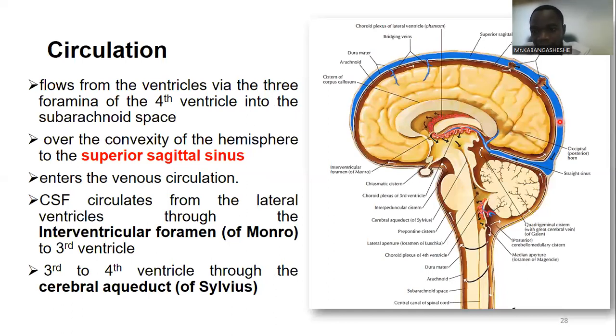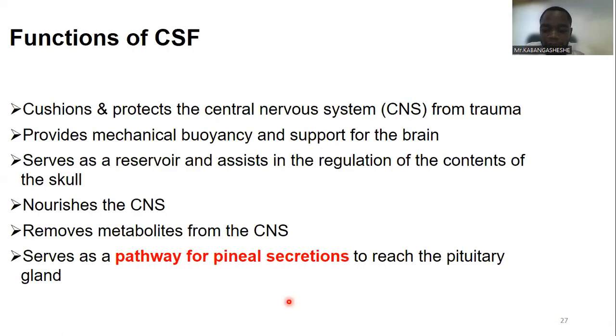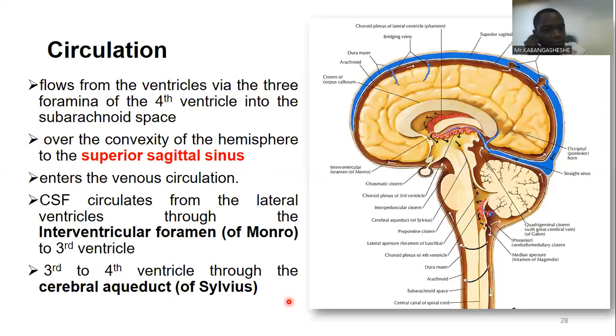Then it enters the sagittal sinus. Then the sagittal sinus is connected all the way to the internal jugular vein, which is later on connected to the superior vena cava. So that's how melatonin will now enter the general circulation and affect the human body in one way or the other. That is important because melatonin is essential in regulating the circadian rhythm, that is the sleep and wake cycle. That is a gland there, the pineal gland. Okay. So that is a function of cerebrospinal fluid.